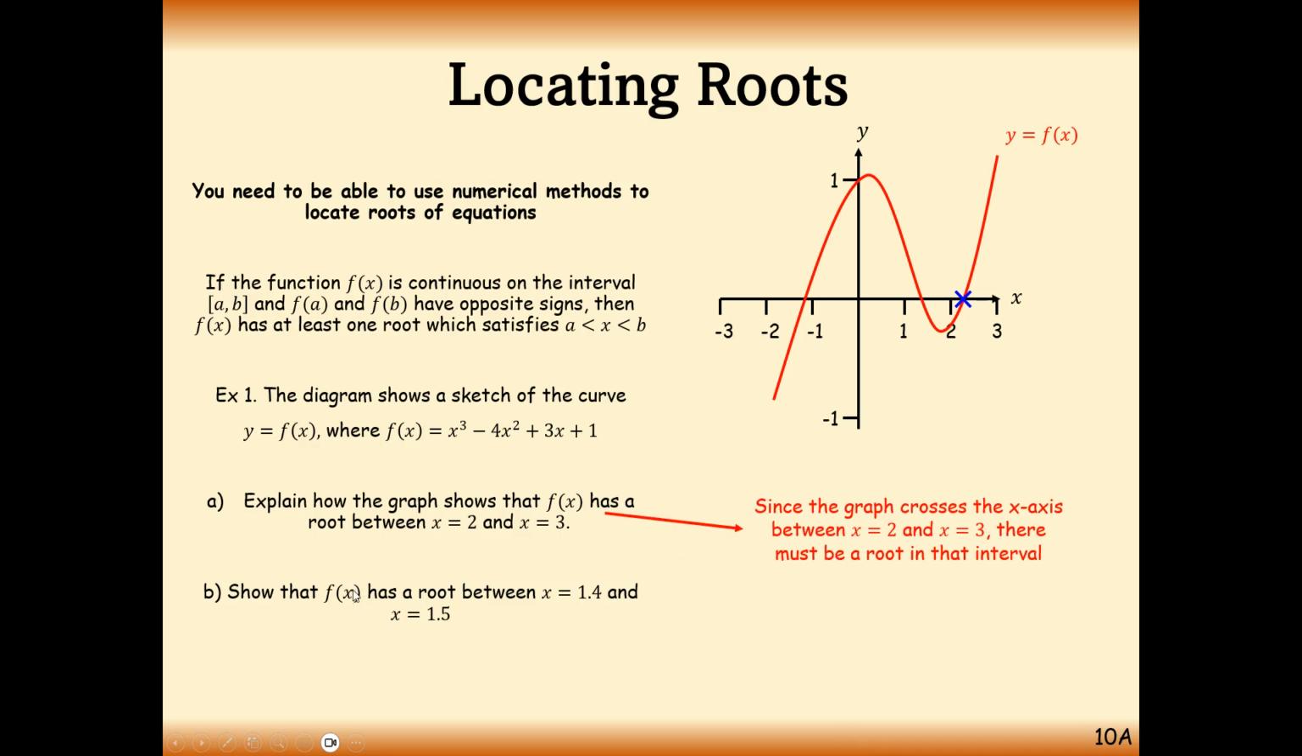In part B, we are asked to show that f of x has a root between 1.4 and 1.5. How can we do that?